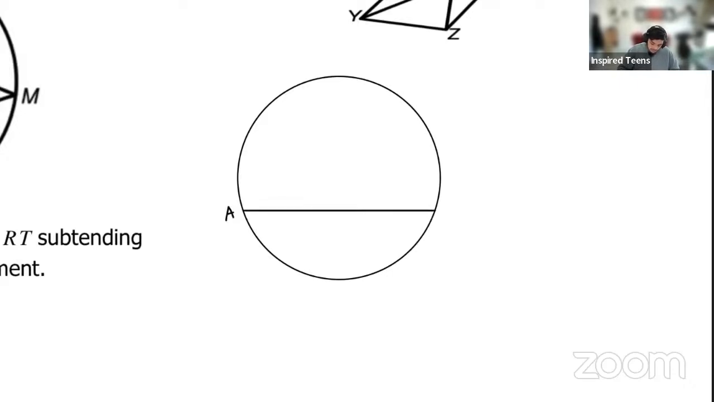We have chord AB, and we have chord AB subtending this angle for us. Okay, let's do this.